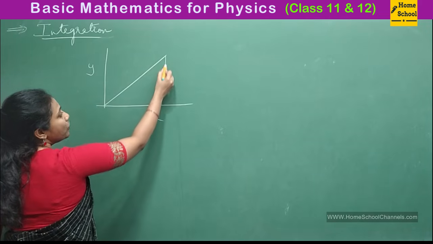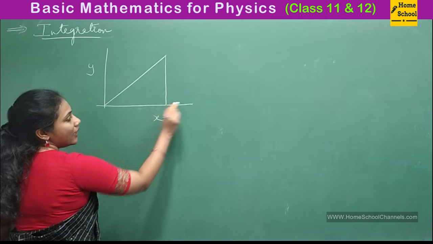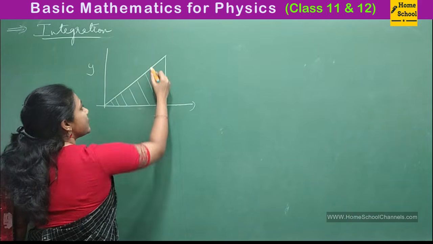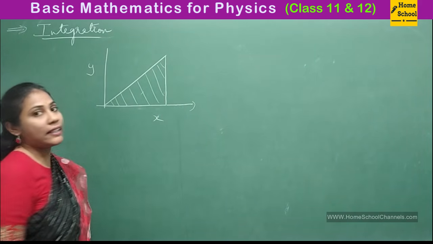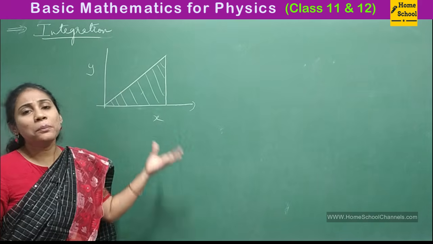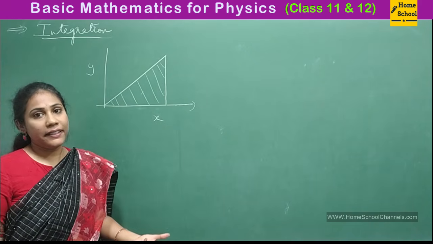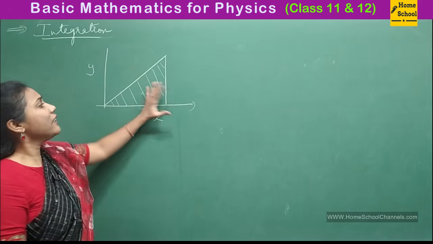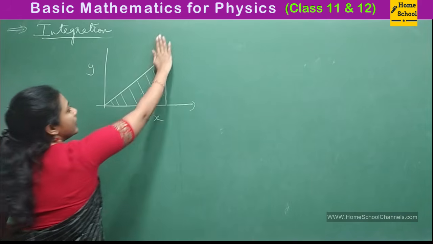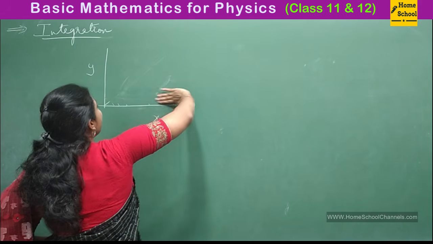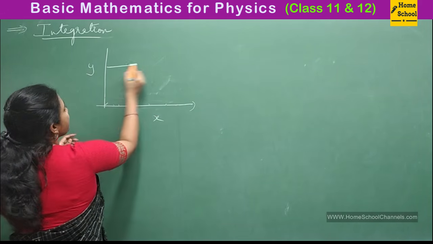You would just put one line perpendicular to the x-axis and you will try to find the area of this triangle. Now this is the shape of a triangle. And we know a formula to find the area of a triangle, right? Half into base into height. And using that we will find it.